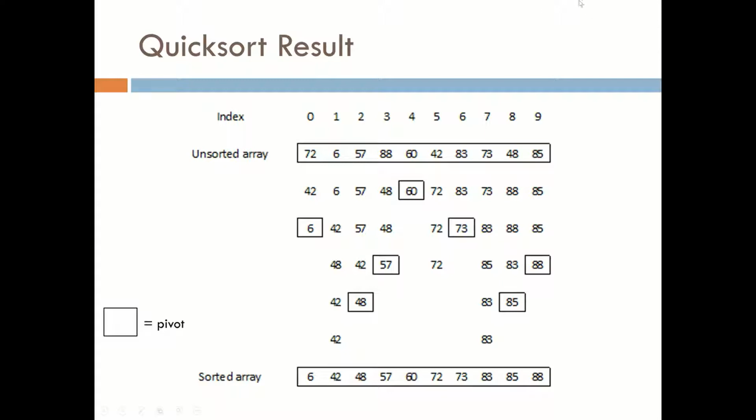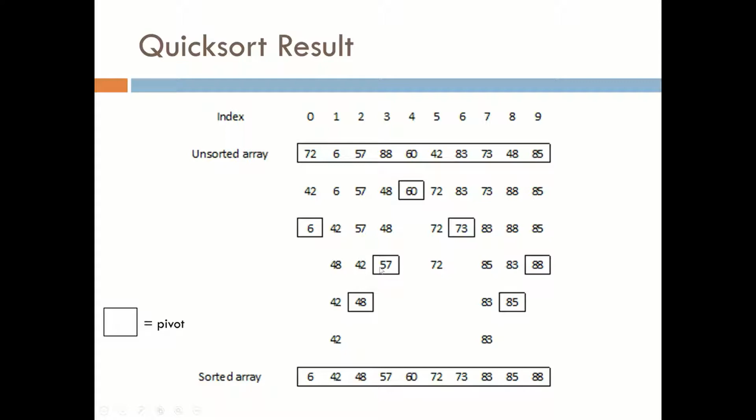The sublist being everything to the left of 60. So 6, 42, 57, and 48. The 6 is the worst pivot I could possibly pick in this case, and it doesn't move the process forward at all. I mean, all we do is we actually lock it into place. But there is no splitting going on, and there's no moving of data.